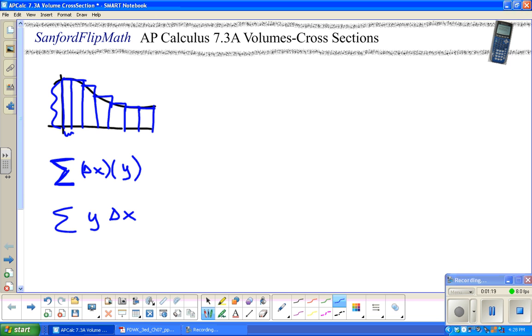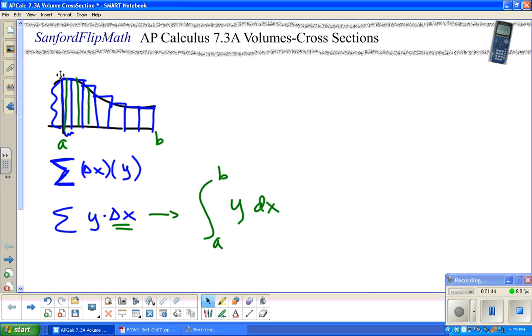And then the idea is that as we begin to get more and more rectangles, this change in x gets narrower and narrower. We have more things to add up, and this ends up becoming an infinite sum of infinitely skinny little rectangles. And we would go from a to b.